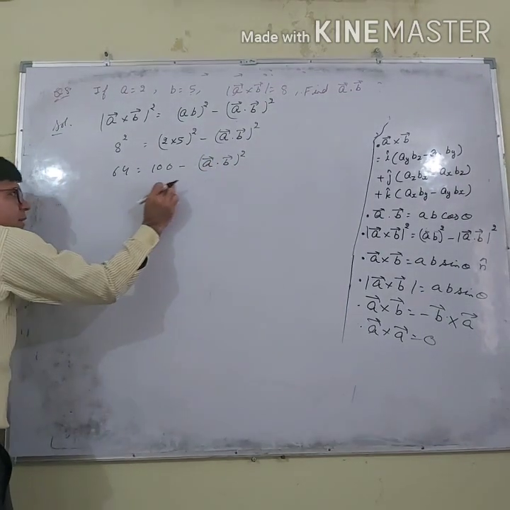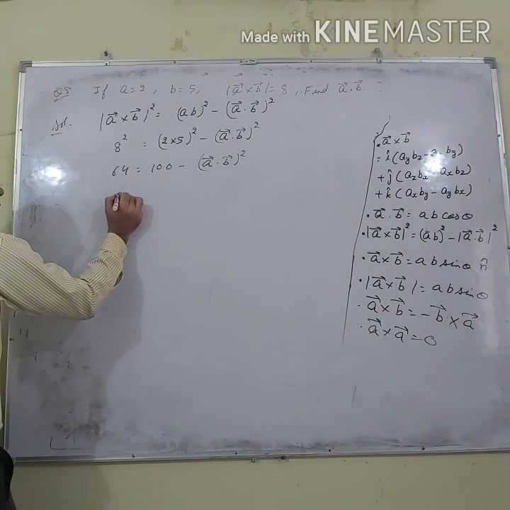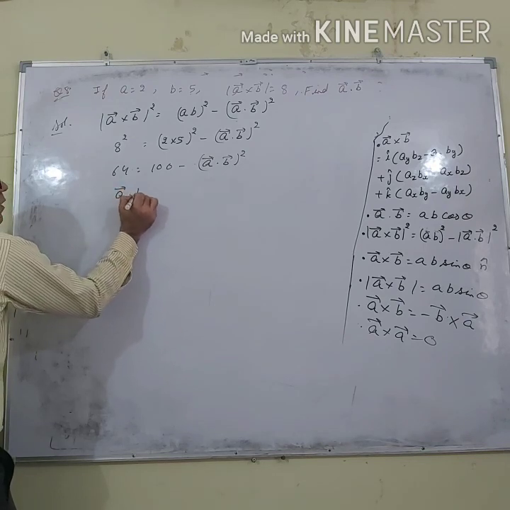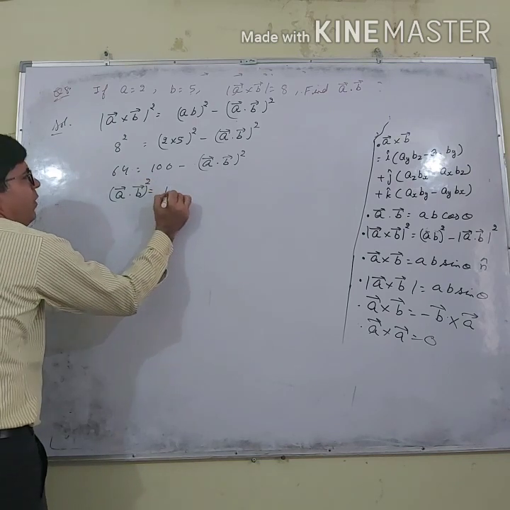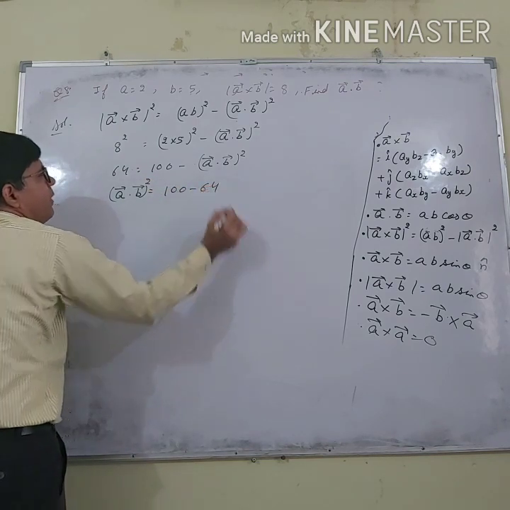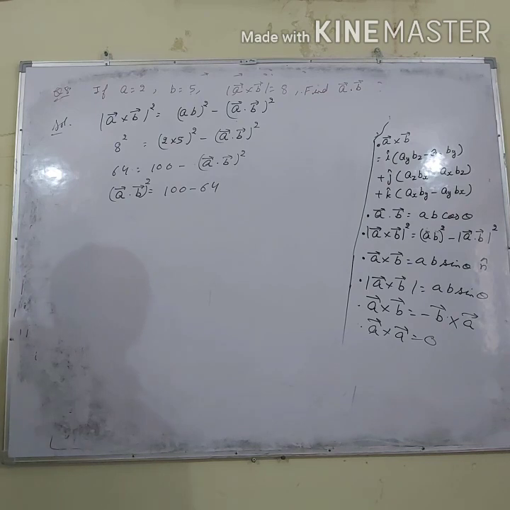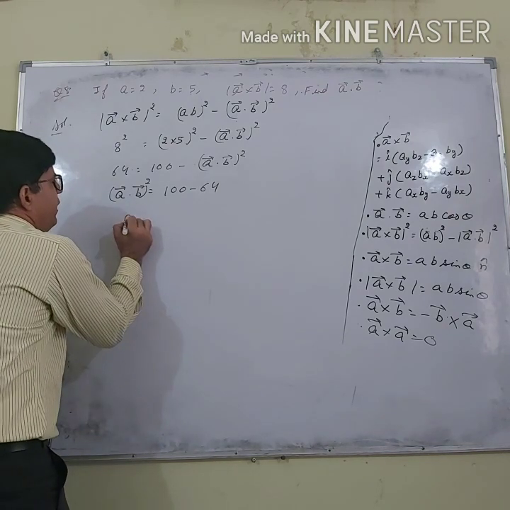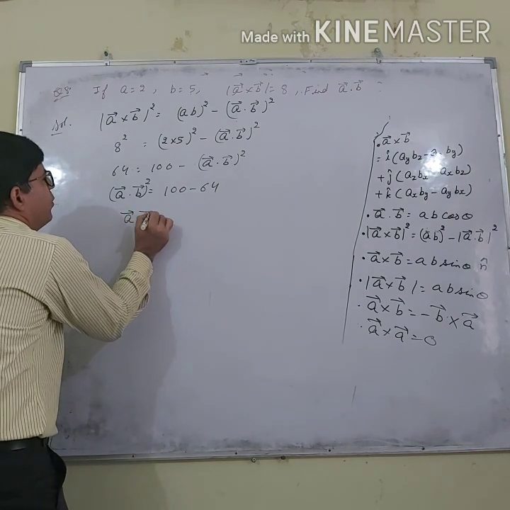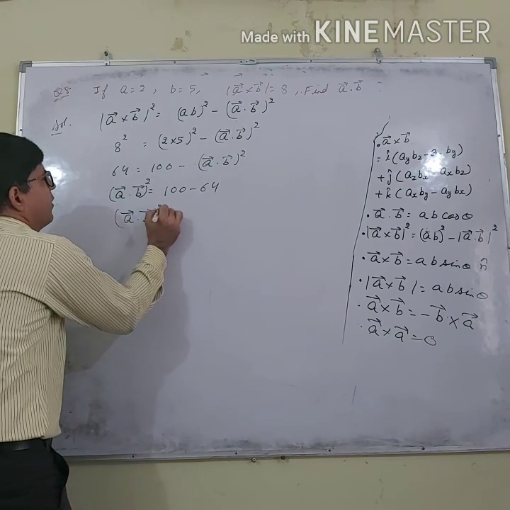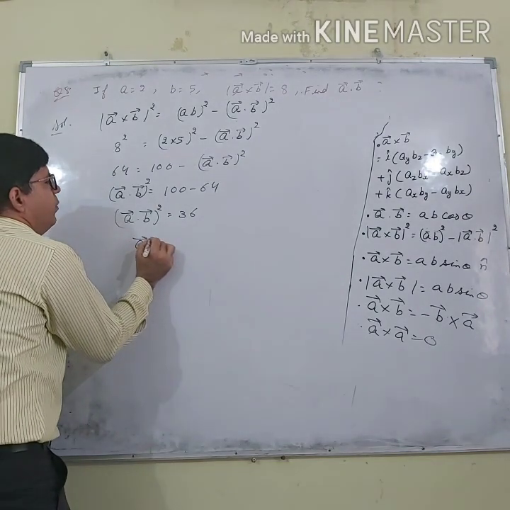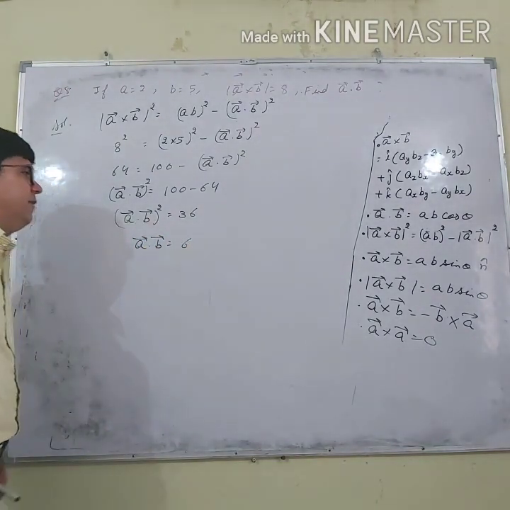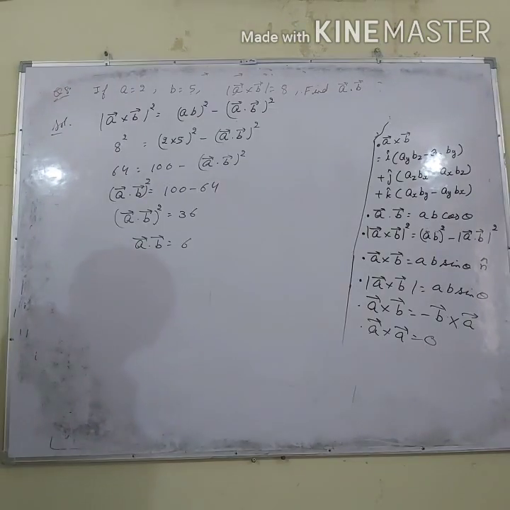Now if I take this (A dot B) squared to the left hand side, it will become positive, and 64 will become negative. Right? So (A dot B) squared is 36. So A dot B is 6. So A dot B is 6 by this method.